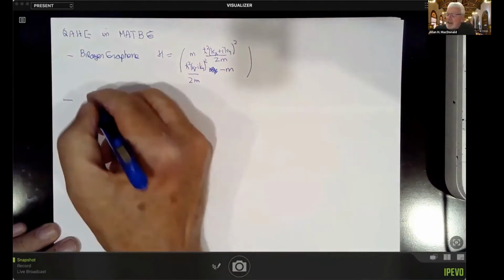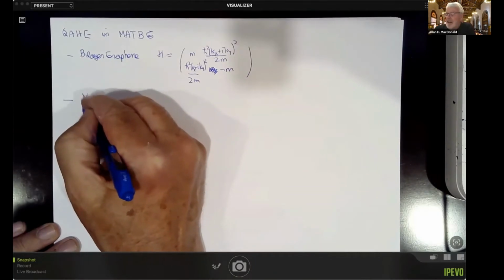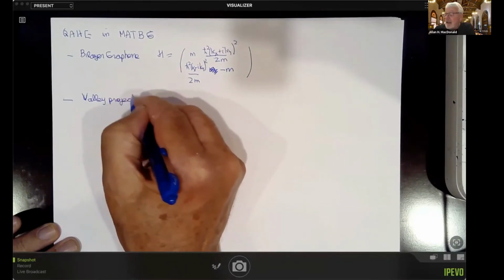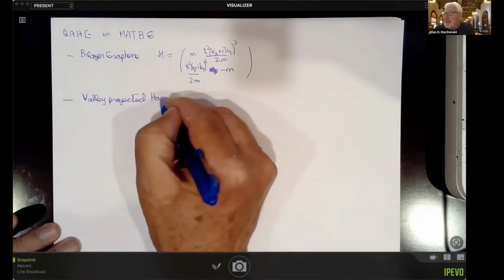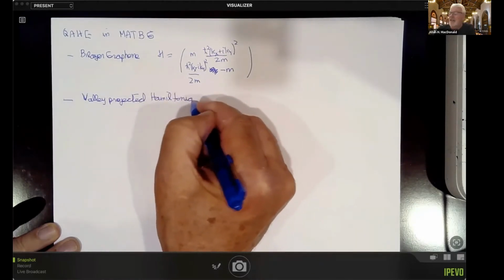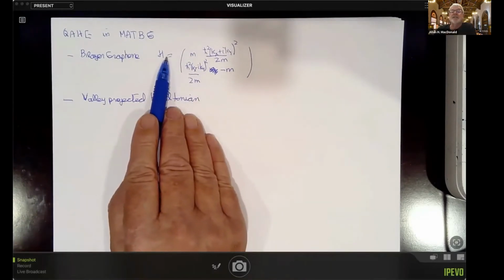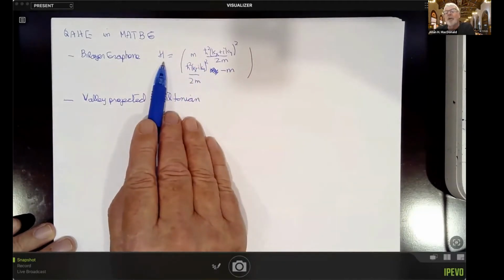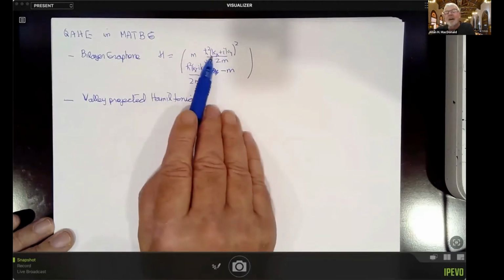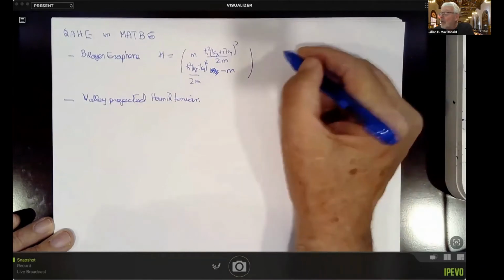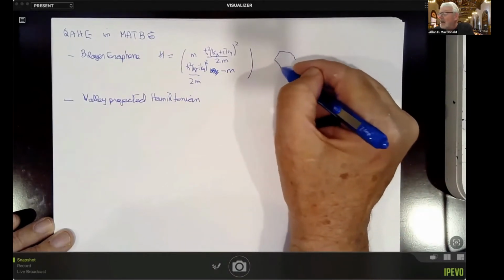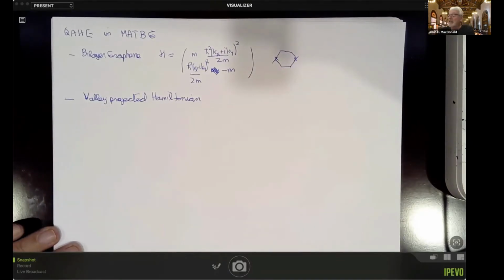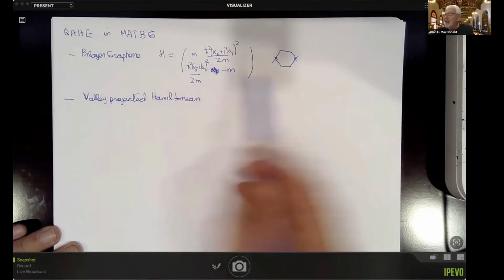I want to say that I'm going to give an argument that the valley projected Hamiltonian... I should have said that this single particle Hamiltonian is an envelope function description, and it applies for quantum states with momenta measured from one corner or the other of the graphene Brillouin zone where the low energy states exist. And so this is a valley projected Hamiltonian.